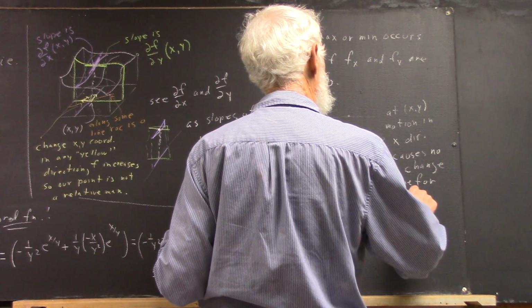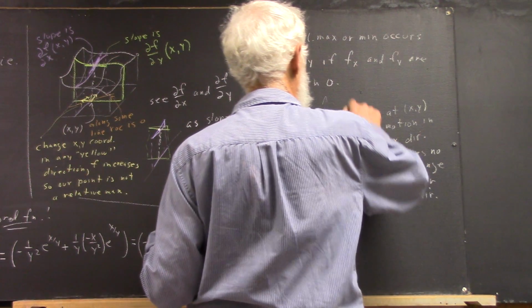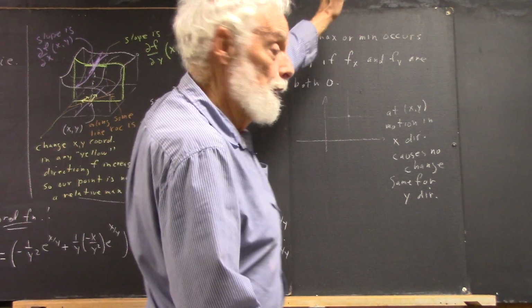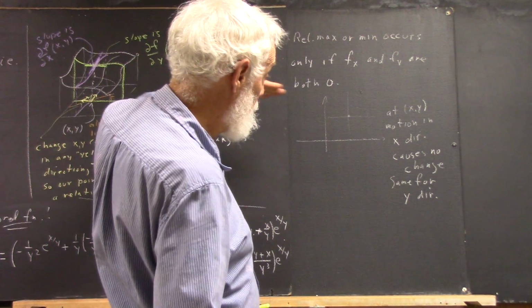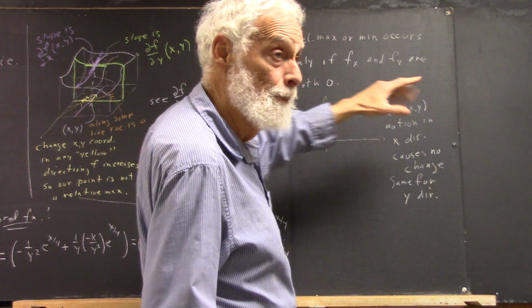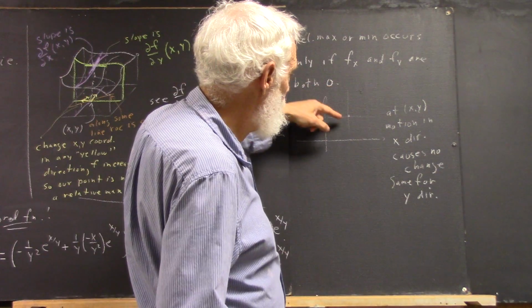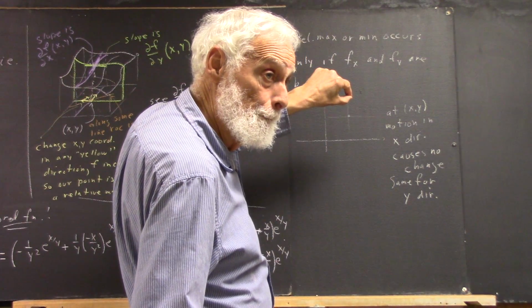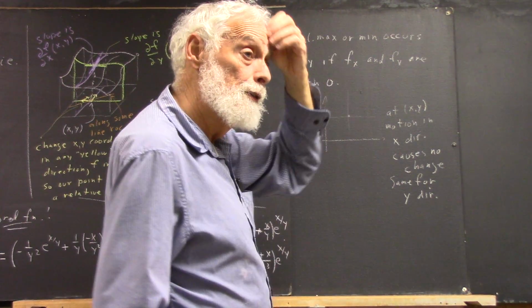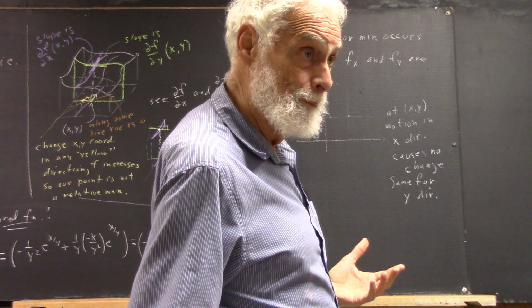And the same is true for the y direction. You go this way and there's no change. No change if you go this way, no change if you go this way. Whatever the surface is up here, it stays level, at least for a short time, as you move past this point out here. Okay? And the same in this direction. Does that assure that you have a relative maximum or minimum?